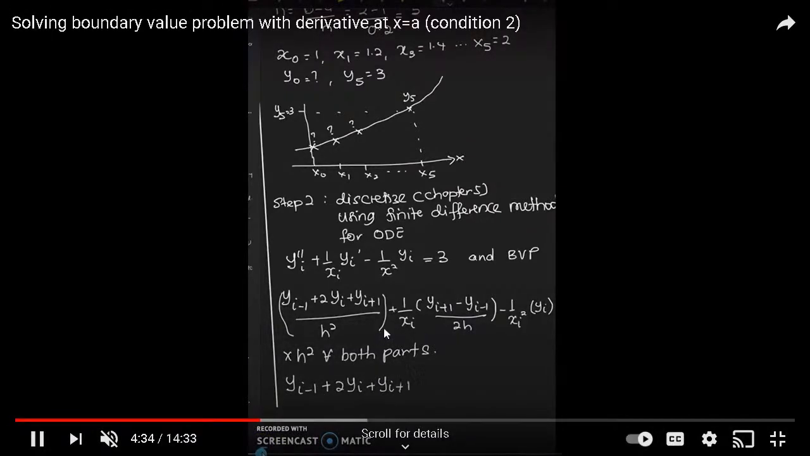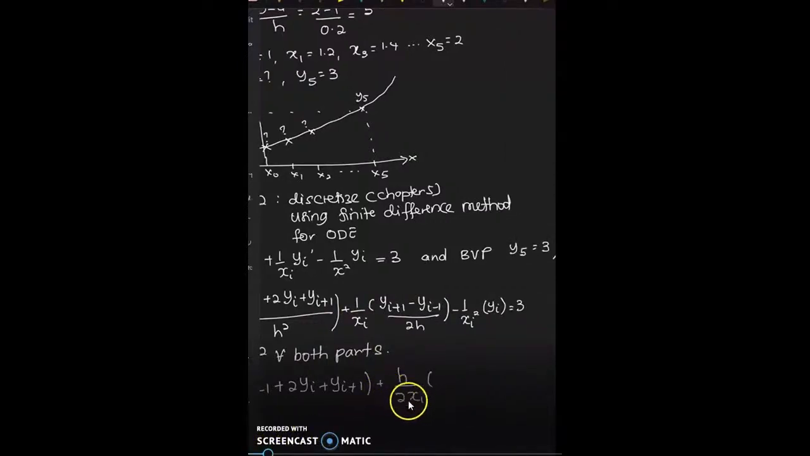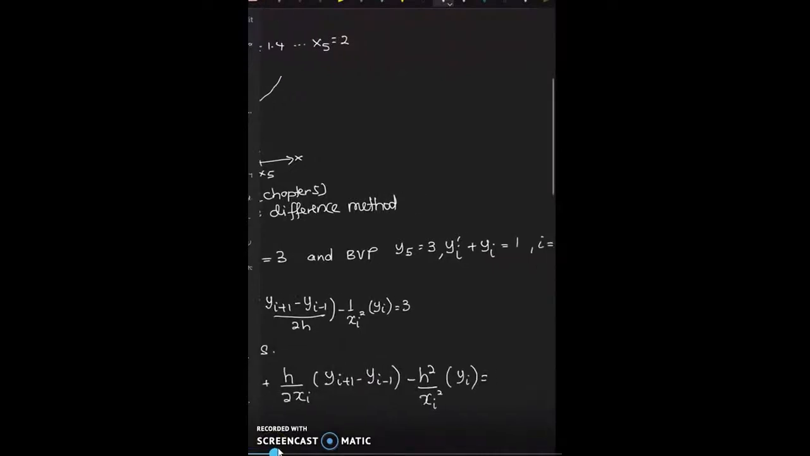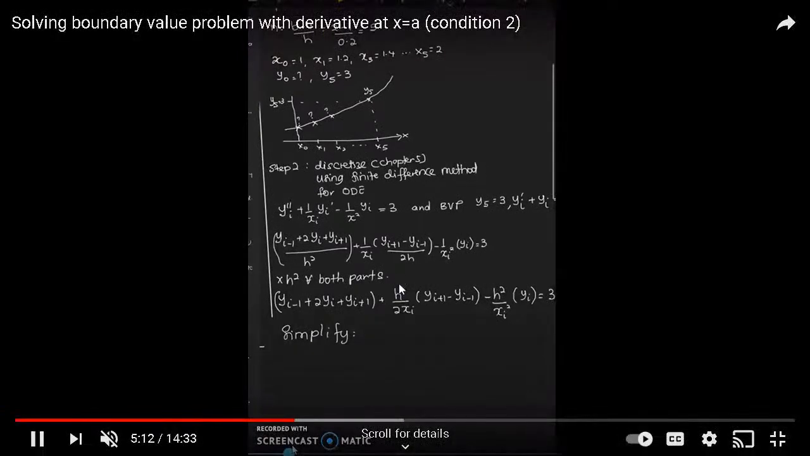Don't worry, you times h squared on both parts, so you can get a very simple expression: y_{i-1} minus 2y_i plus y_{i+1}, plus, because h can be written as h divided by x_i, (y_{i+1} minus y_{i-1}). Because you times h squared on both parts, the last term is minus h squared divided by x_i squared times y_i, equal to 3h squared. So the expression is very long.